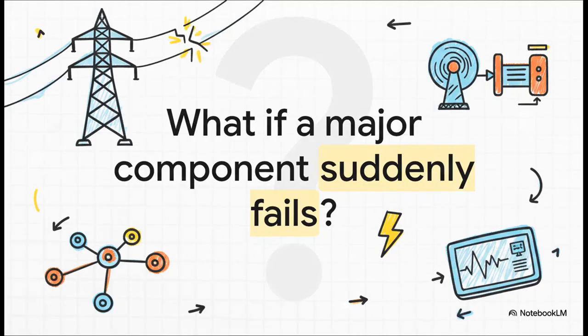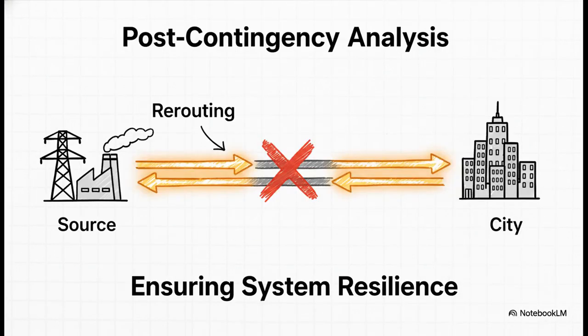But here's the other critical one. Things fail, right? So what happens when a key piece of equipment suddenly goes offline, either for maintenance or because it just broke? Does everything else go down with it? Well, this is what's known as a post-contingency analysis. The study simulates that failure and then shows you exactly where the power tries to go instead.